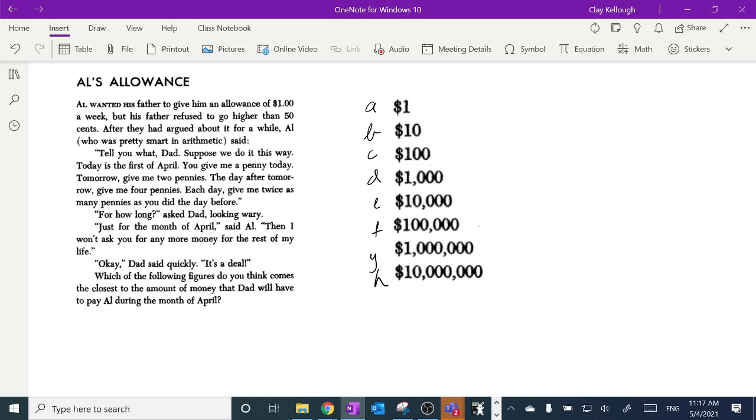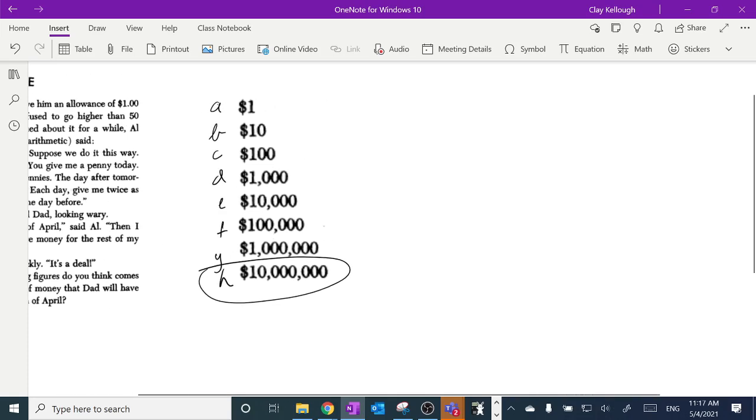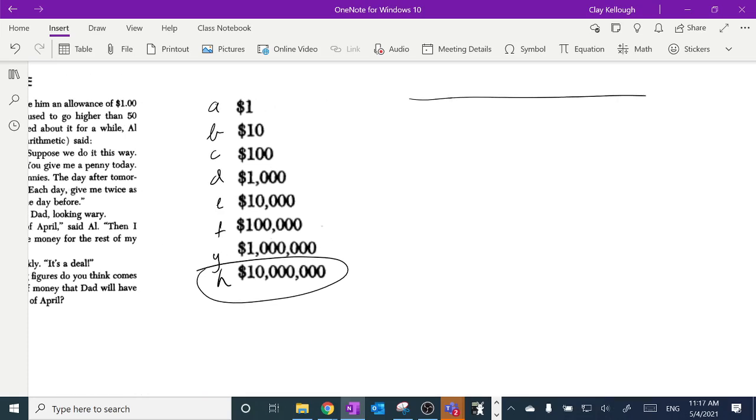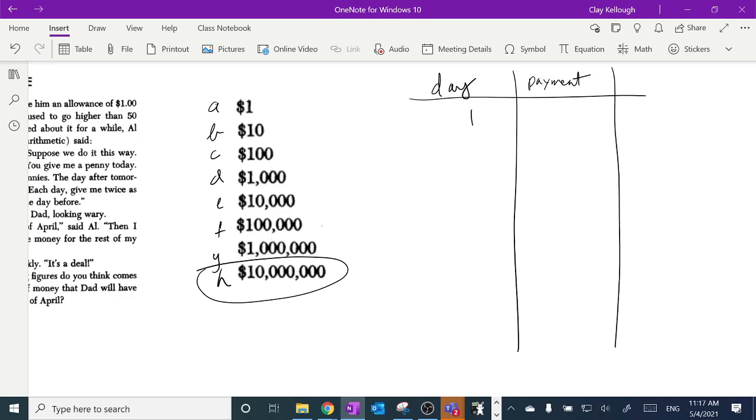Anybody want to hazard a guess? What do you think? Somebody's right away saying H, which is not very much a counterintuitive answer. Here's how it works, and you're right, it is H. And here's how it works. If we make a chart here, on day 1, payments, and then let's keep a running total for the month.